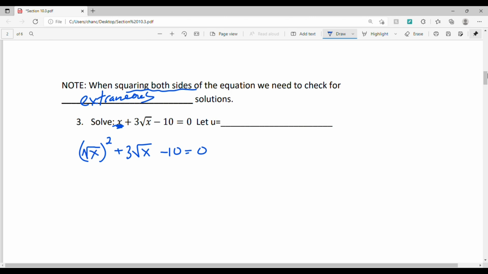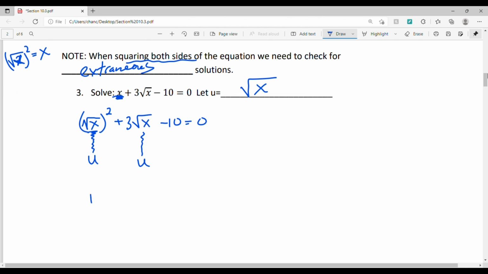If I square the square root of x, what happens? Well, that's going to cancel out that radical, and that gives me just x. So the square root of x squared is x, and that's what I want. I want to rewrite this so it's still equal to the original equation, and that tells me what my u is. The u is going to be the square root of x, and that's going to transform our equation into something that we can factor.